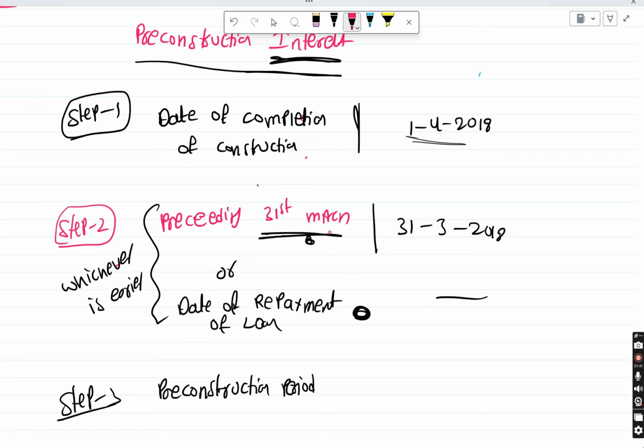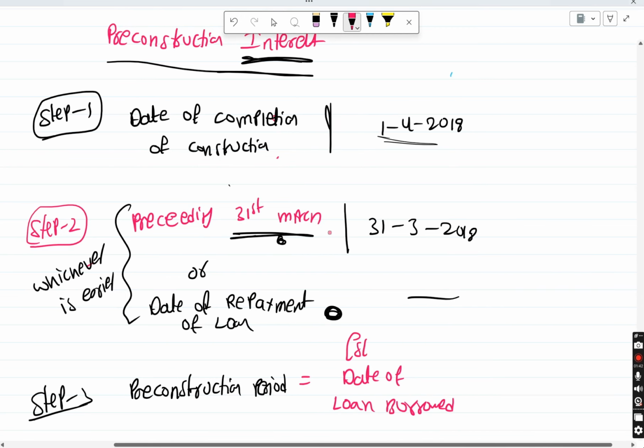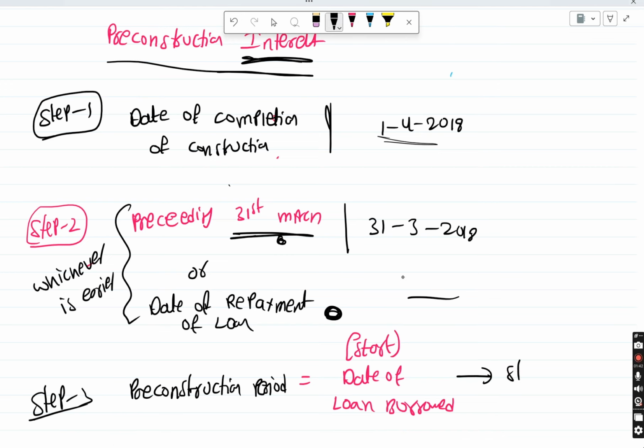Okay, so then the pre-construction period is equal to the date the loan was borrowed, on what date you borrowed the loan. This will be the start date, to the step 2 date. This will be the end date. So this period will be called the pre-construction period. We'll do a question, don't worry.